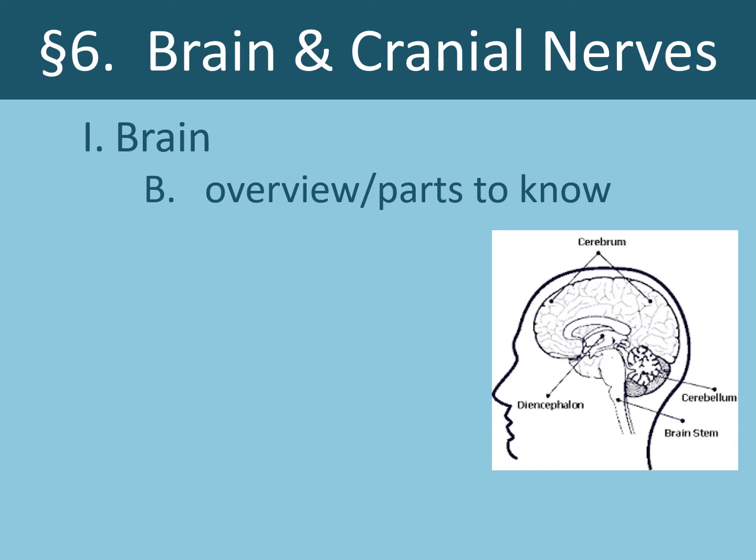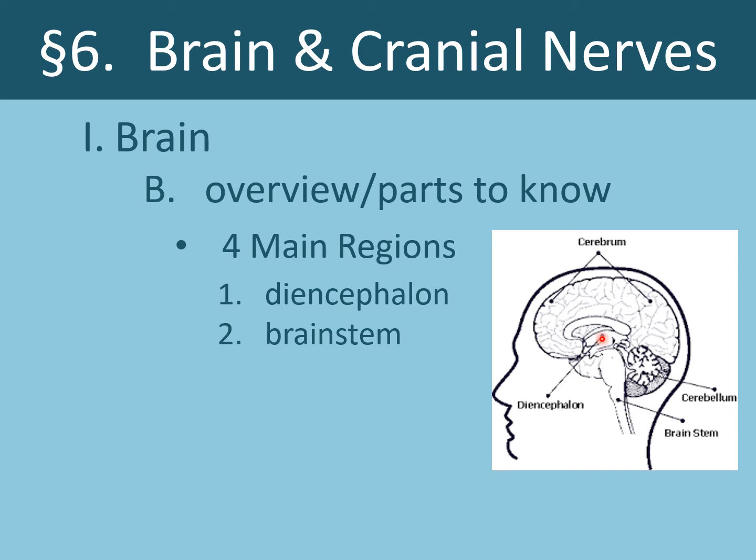Now let's talk about the anatomy of the brain. The brain is divided into four major regions. First, we have the diencephalon, which can be seen here deep in the middle of the brain. Next is the brainstem, coming out of the diencephalon, which is continuous with the spinal cord. Third, we have the cerebellum, this region of the brain here behind the brainstem. And then finally, the cerebrum, the largest part of the brain, which sits on top of all the other regions.